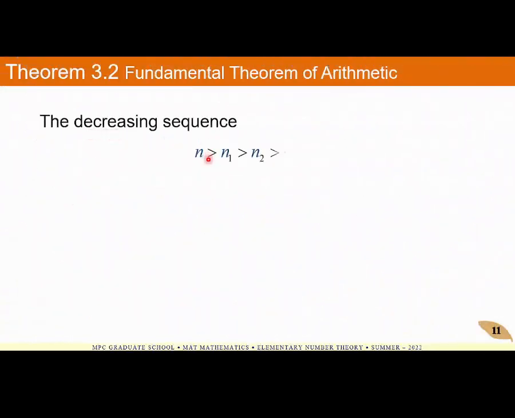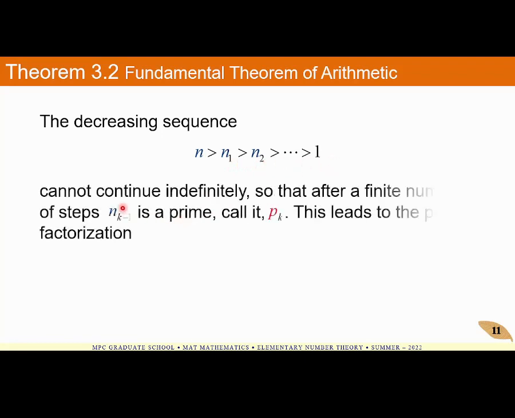The decreasing sequence n greater than n sub 1, n sub 1 greater than n sub 2, and n sub 2 greater than 1 cannot continue indefinitely, so that after a finite number of steps, n sub k minus 1 is a prime, call it p sub k. This leads to the prime factorization n equals p sub 1 times p sub 2 up to p sub k.